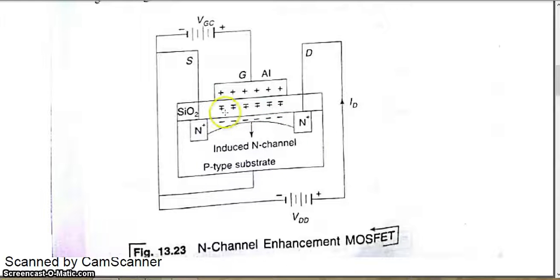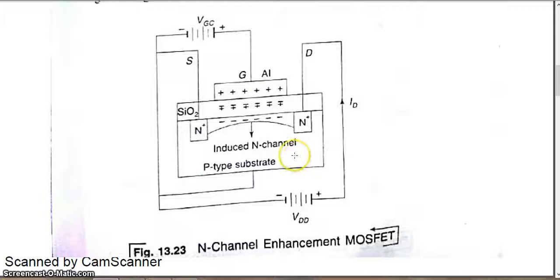Another point here is, what is a p-type substrate? A p-type substrate is nothing but a primary material, whether it is p or n-type material, on which the silicon dioxide is fabricated. That is called the p-type substrate. It is the primary material.